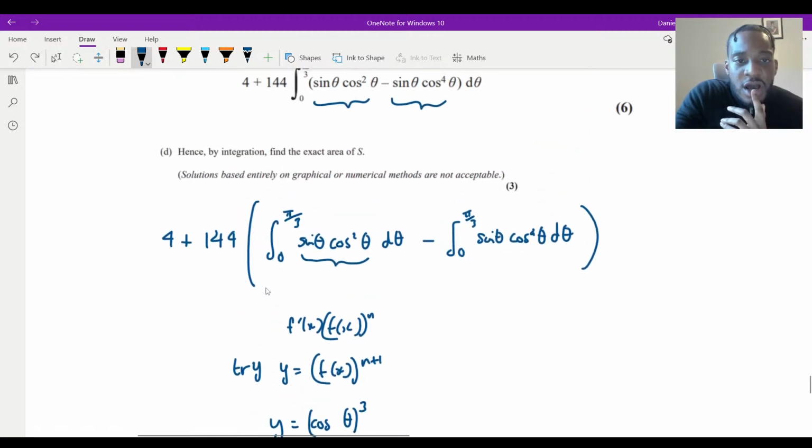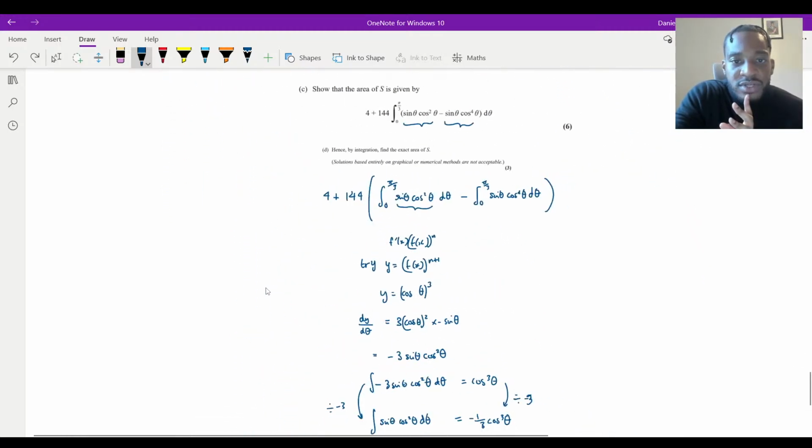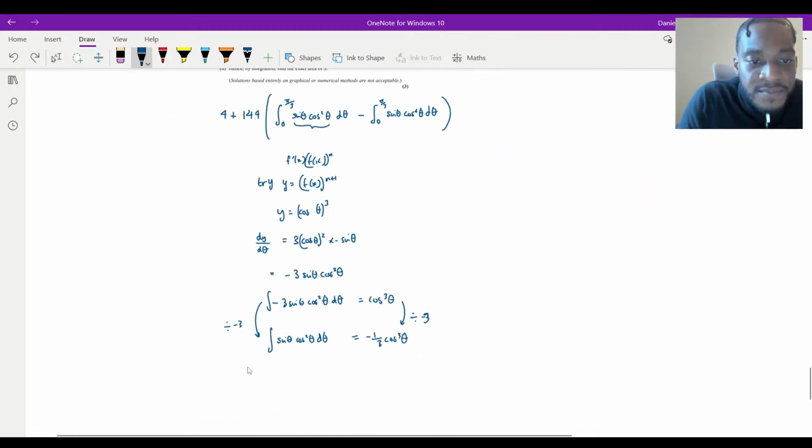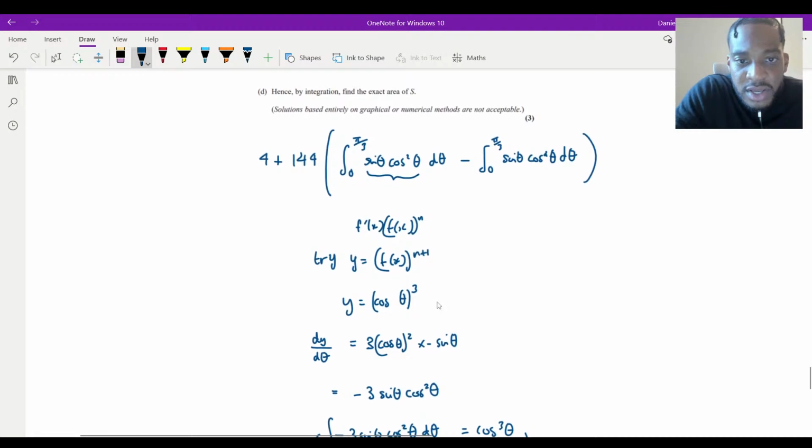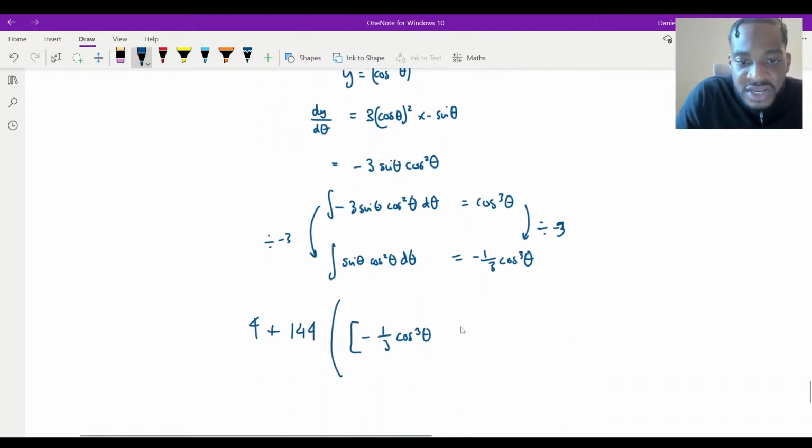And then what I can do is say it's going to be 4 plus 144, put a big bracket around it. And I know that that just becomes minus a third cos cubed theta. Let me do it like that to be fair. Let me zoom in. Minus a third cos cubed theta. And where are we? We are here. So that's fine. That one's done.